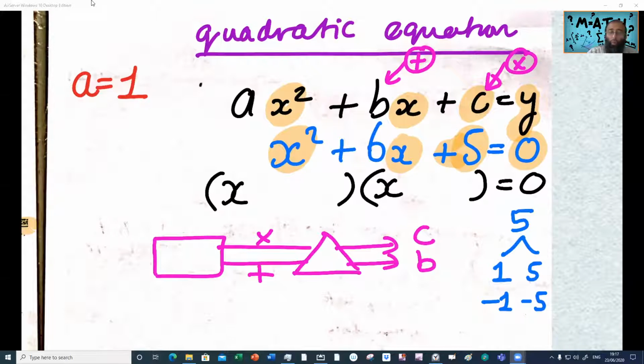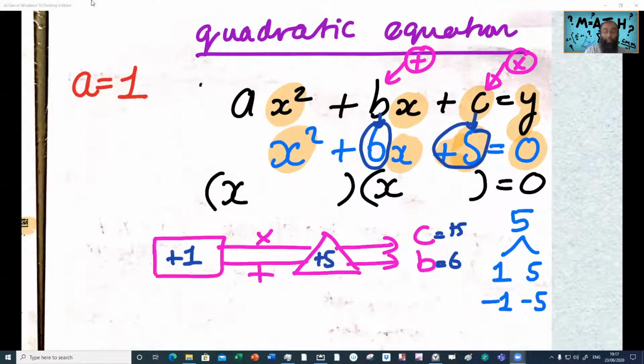Which one of those two pairs, Layla, gives us the plus 6? So here we go, look here. 1 and 5. So c is equal to plus 5, and b is equal to 6. How do we know b is equal to 6? Because b is right here. Here's b. Here's c. Okay, so you're saying 1 and 5? Yeah. Okay, let's test your solution. 1 times 5, is it 5? Yeah. Okay, 1 add 5, is it 6? Yeah. So now that you satisfy those two conditions, you have found for me the right numbers.